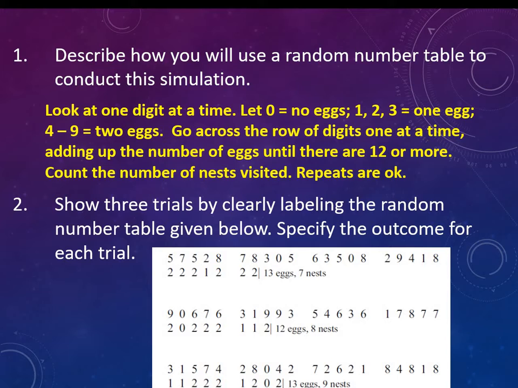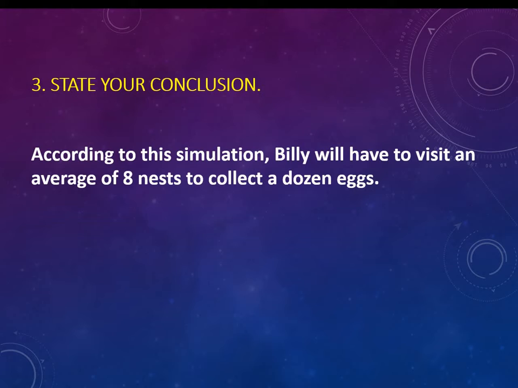And again, we're talking about, okay, I got 13 eggs. That's really not the most important thing. The important thing here is it took me 7 nests to get to those 13 eggs. Because again, we want to have at least a dozen good ones. Okay? State your conclusion.